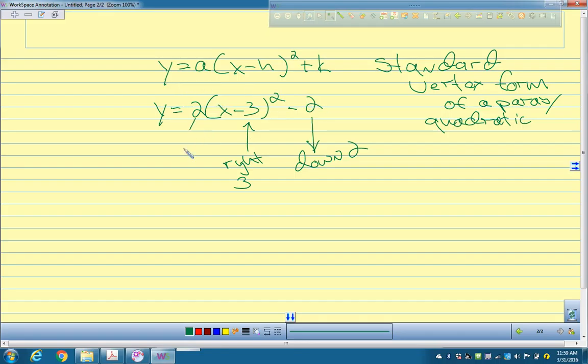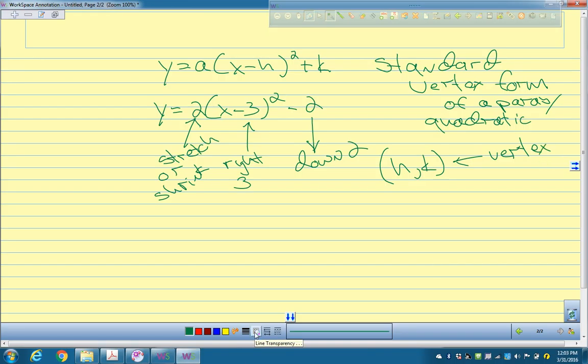Okay? What does this do to it? It stretches it. Stretch or shrink. And also, this point h comma k has a name. H comma k is called the vertex.